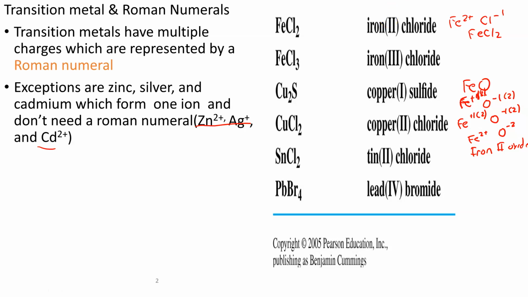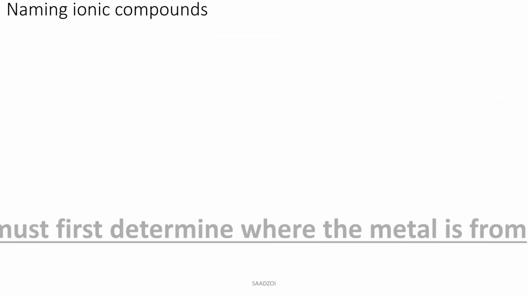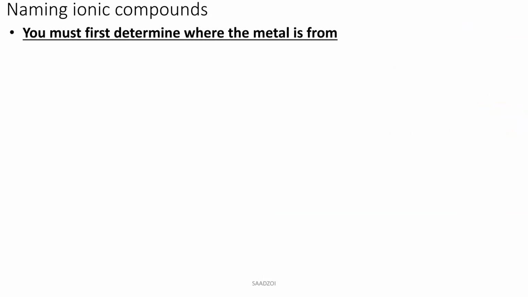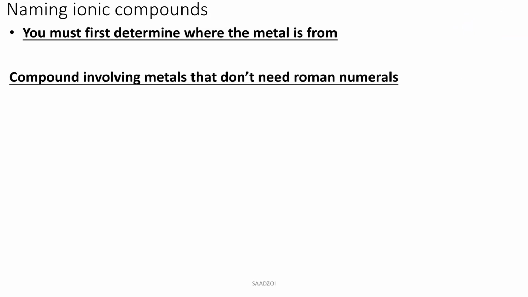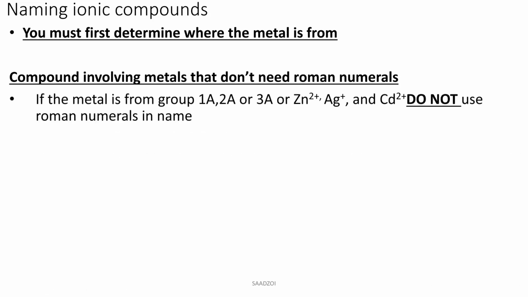If it's 1A, 2A, 3A, or ZAC, just name it, call it a day, you're done, nothing to do. But if it's not one of those exceptions, you have to sit here and do what I just did with the iron and figure it out. And that's where the challenge comes in. So you must first determine where the metal is from. That's the reason. Compounds involving metals that don't need Roman numerals. So here's your exceptions. The metals from group 1A, 2A, 3A, or zinc, silver, and cadmium do not use Roman numerals. So all you have to do is name these and you're done.